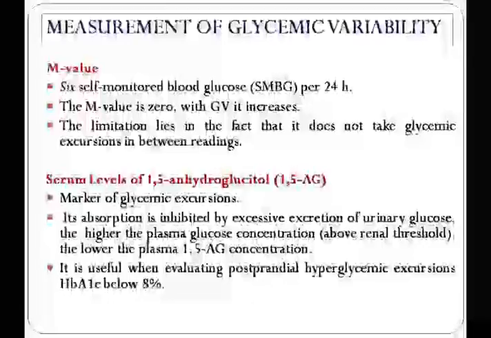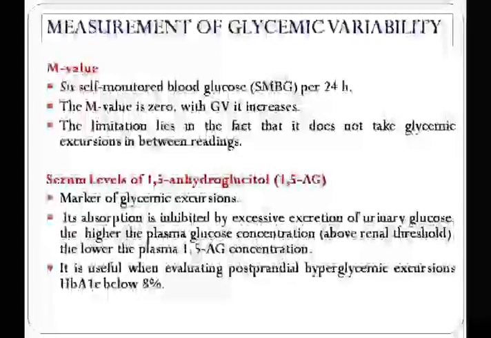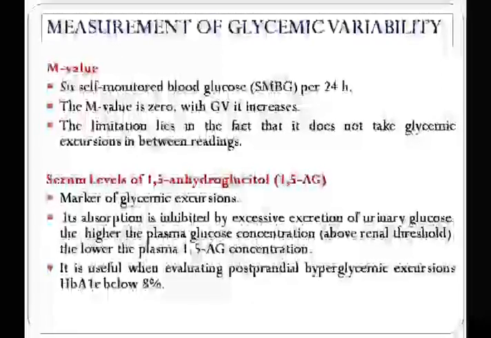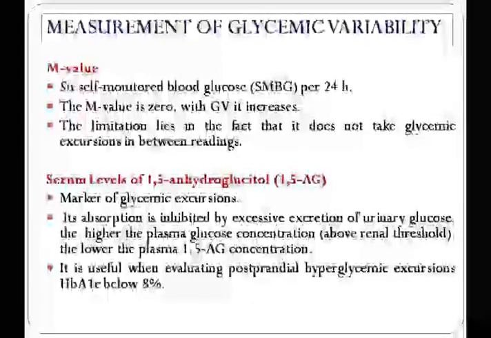The principle of 1,5-AG is that it's a marker of glycemic excursion. Its reabsorption is inhibited by excessive secretion of urinary glucose. The higher the plasma glucose concentration, the lower the 1,5-anhydroglucitol. So most new drugs which are looking at decreasing the postprandial peaks tend to use 1,5-AG as a marker of how successful that drug has been. Lower the AG would mean higher the plasma excursion. And it's predominantly useful when you're trying to assess the variability below the A1C of 8.